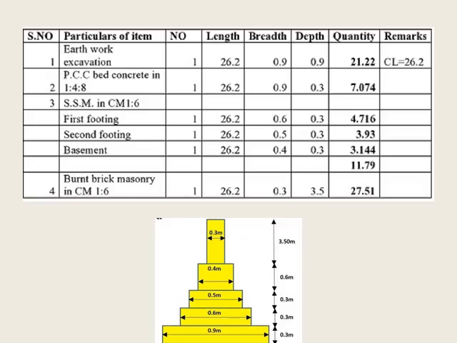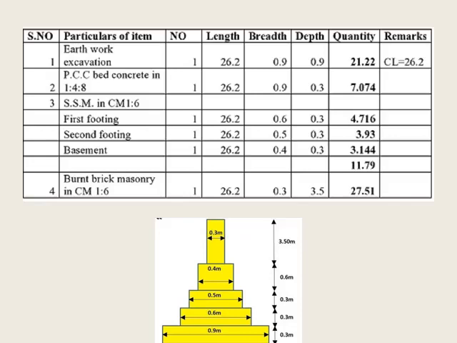The last item of work they mentioned is burnt brick masonry in CM 1:6. See the section: the width of the wall is 0.3 and the height of the wall is 3.5, and the length remains the same because there are no junctions. The total center length is 26.2, which you write in the length column, the breadth 0.3 and the depth 3.5. If you multiply 26.2 into 0.3 into 3.5, you will get 27.51 meter cube.